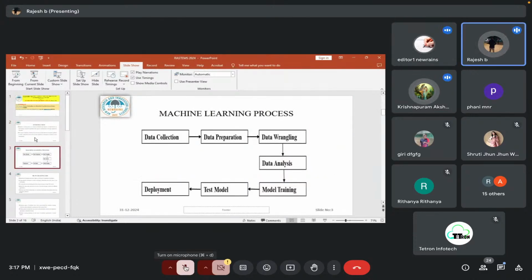This is the machine learning process, and data is collected from different data sources like databases or data warehouses, and this data is prepared for the model testing and training.